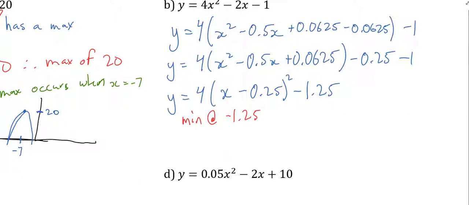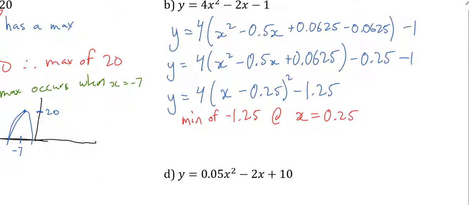That's the vertical shift. Visualize it, folks. Don't just memorize, visualize. When you get it in vertex form, think about the a, the h, and the k. The a flips it because of the sign. The k moves it up and down, so that's telling you where the max or min value is. And the h: a min of negative 1.25 at x equals positive 0.25.